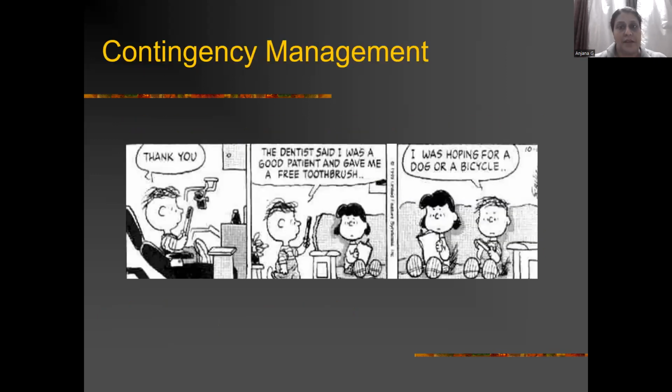Contingency management is done with the use of reinforcers. Positive and negative reinforcers are used to manage the child's behavior. In this Peanuts cartoon, the child was given a toothbrush after the procedure to reinforce his good behavior, while he was hoping for a dog or bicycle. So you give a gift which is dentally relevant. And you will not bribe the child. Bribe and reinforcers are different. A bribe is given or promised before good behavior, whereas a reinforcer is given after the desired behavior is shown.